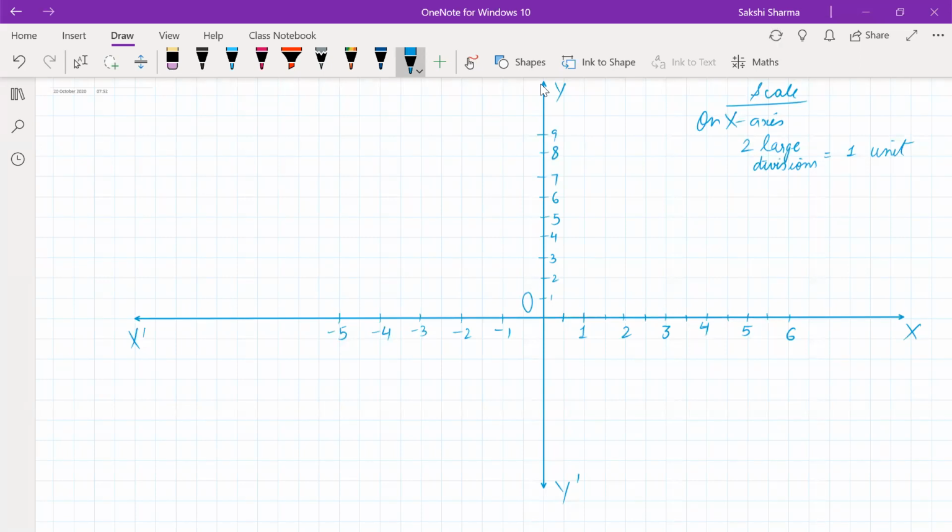Ma'am, what does large division mean? Sorry, just a minute. I am actually mistaken here. मैंने scale choose किया है for the x-axis, but the value with the decimals in it belongs to the y-axis. So I would just like to change that.